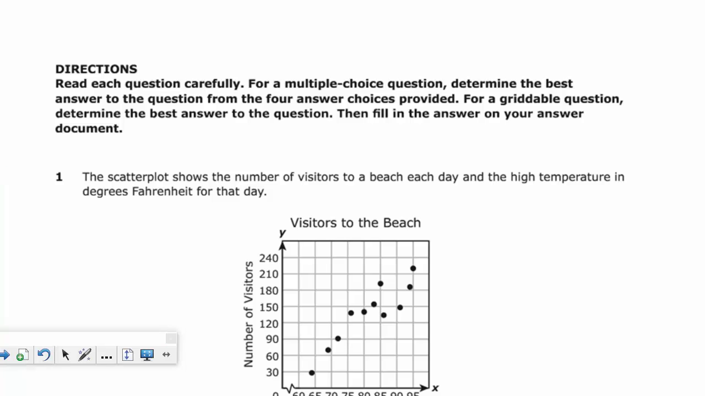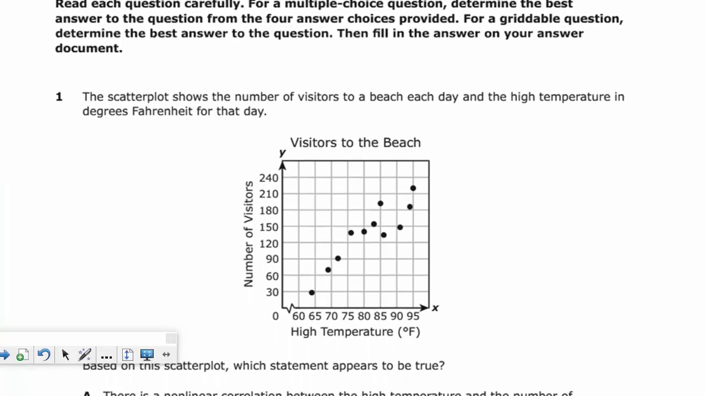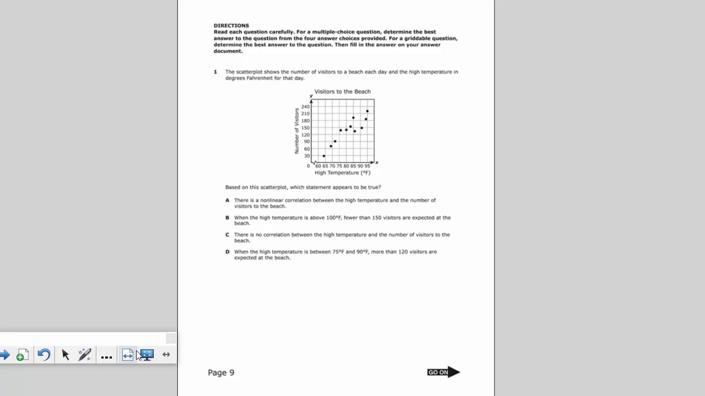Alright, so we're looking at the first question here. I can't see it all, so I'm going to zoom out this way. The first question says a scatter plot shows a number of visitors to a beach each day and the high temperature in degrees Fahrenheit for that day. Let's get this pen working here.